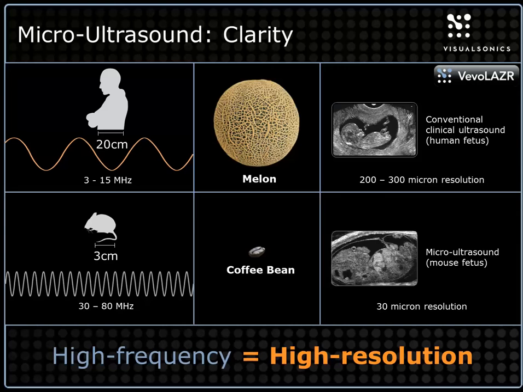However, we then realize that this is actually a mouse fetus, so we're looking at something approximately the size of a coffee bean or smaller. So we can get down to very, very high resolutions to be able to investigate our animal models and look at things like micro distribution and so on. So essentially the high frequency really means high resolution.